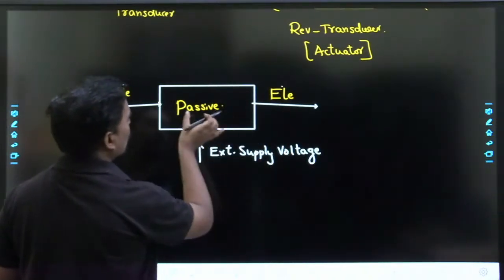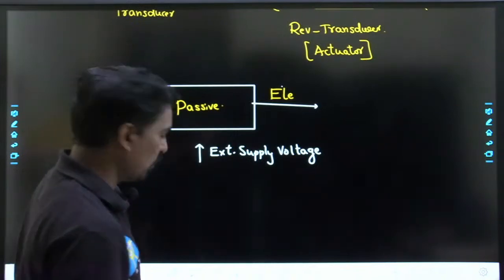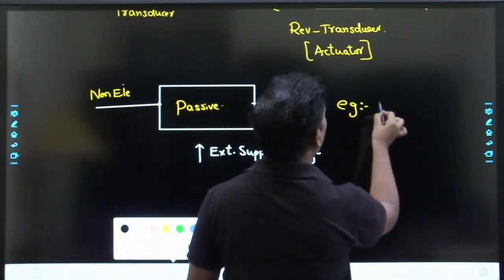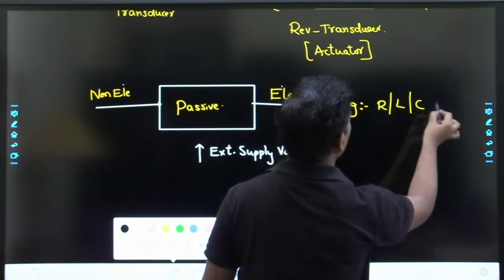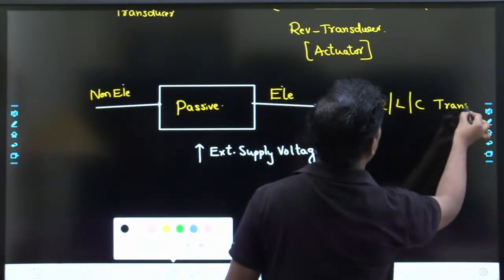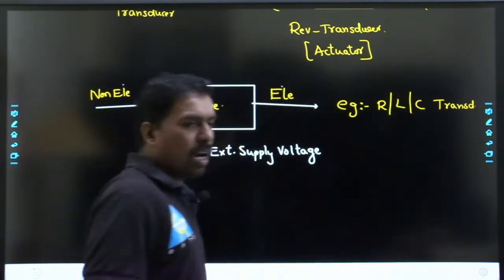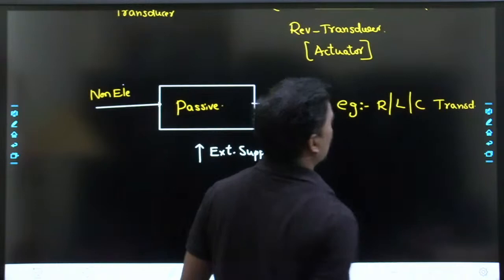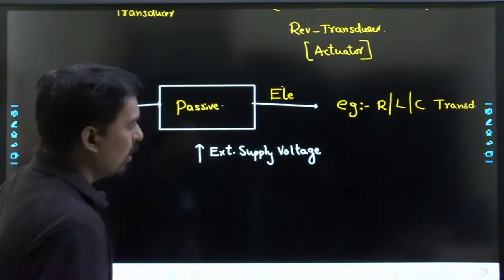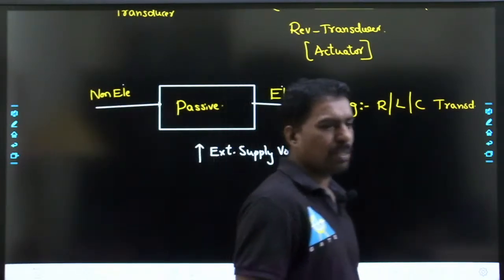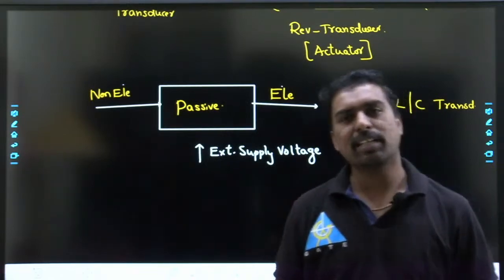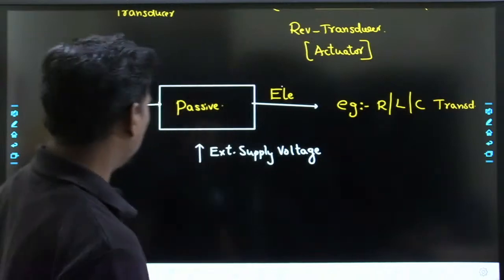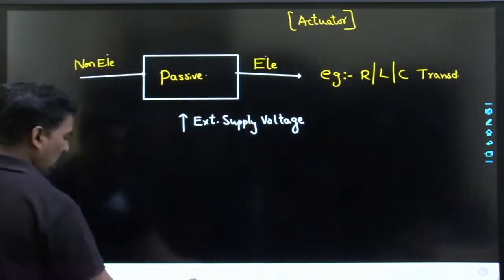So if in the process of conversion of non-electrical to electrical, an external supply voltage is used, it is called a passive transducer. For the example of passive transducers, can I say all RLC transducers are passive transducers? Resistive, inductive, capacitive transducers are all passive transducers. Why? Because a resistor requires some external supply voltage, an inductor requires some external supply voltage, a capacitor requires some external supply voltage. There is one more device called active transducer.